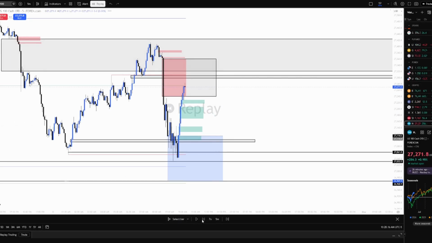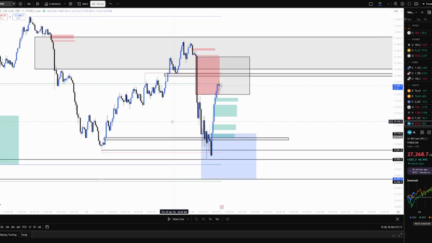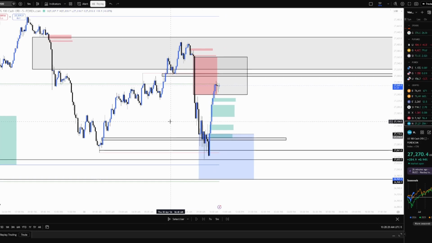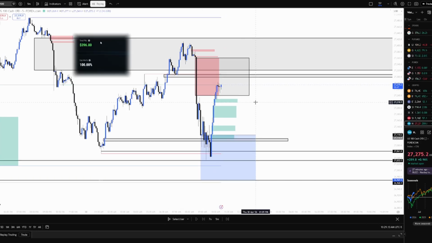And I mean, it would still be running right now. So that's how I made $400 trading NQ as an unprofitable trader who hasn't, you know, passed a funded account.